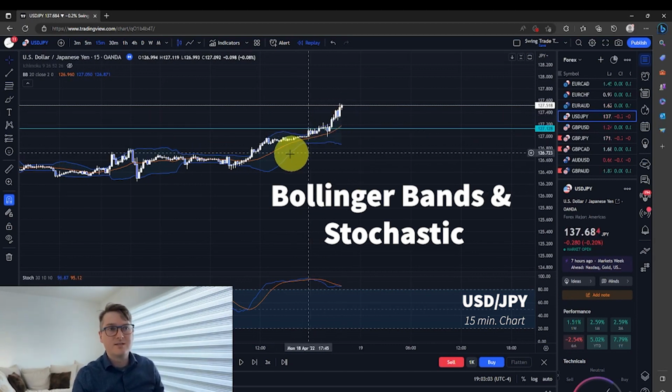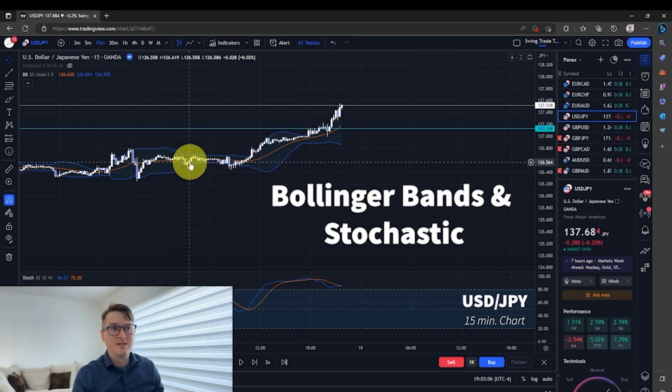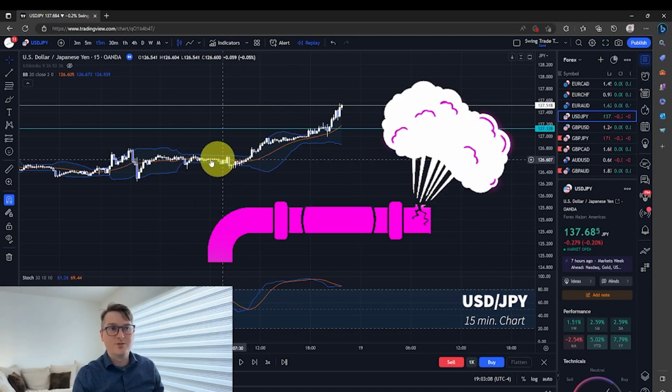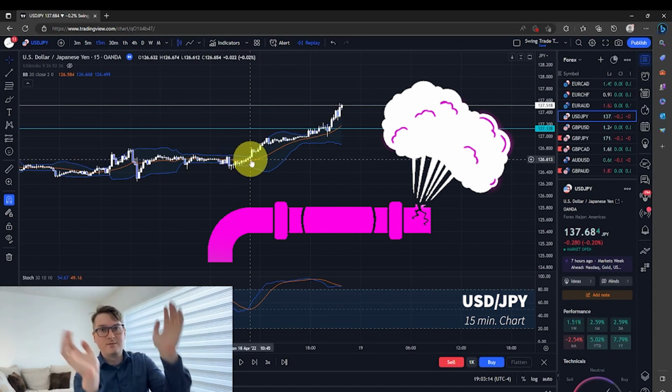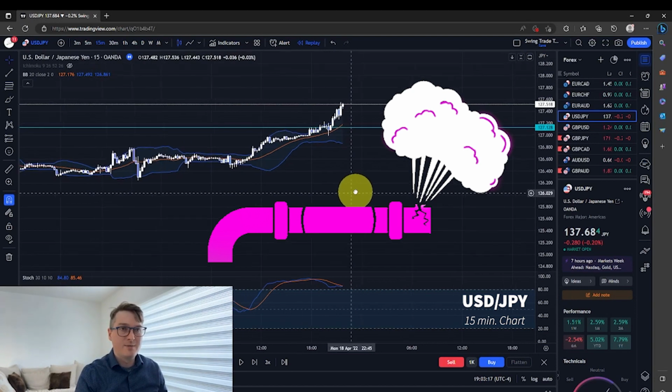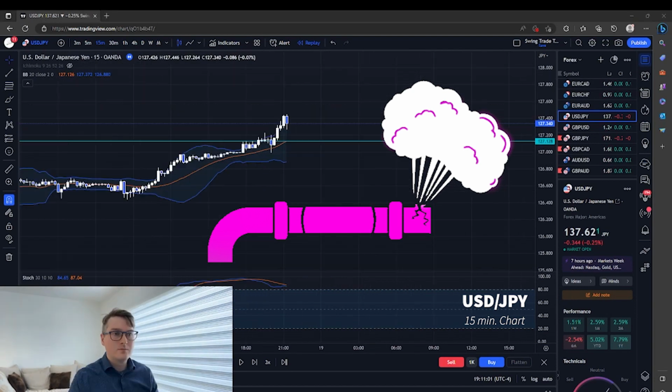And so I kind of like to think of these Bollinger Bands as kind of like a pipe, right? And there's a bunch of steam building up in this pipe. And once it breaks, the pipe just explodes like that. And that's kind of how I imagine it. It's just a simple way to think about it.